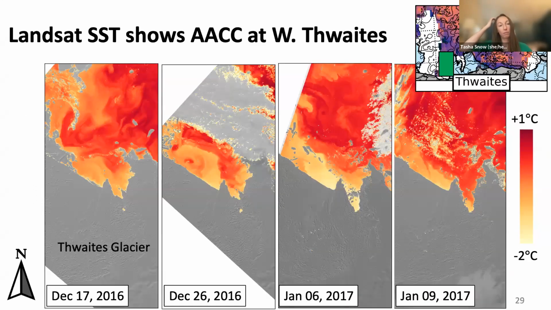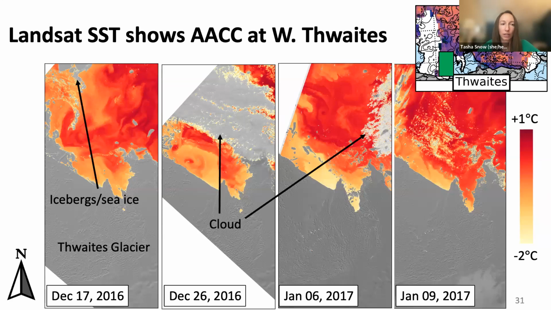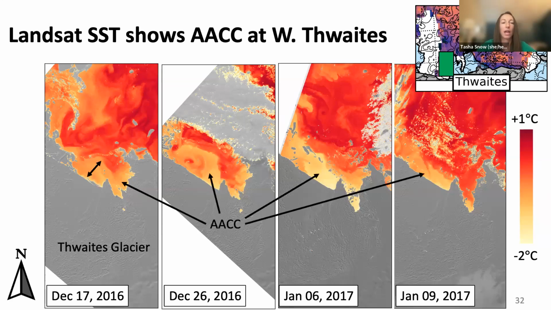From that, we get some images like what I'm showing here. So the yellow is cool and the red is relatively warm. Thwaites Glacier is down here. We're again in the south, and this is where we saw westward flow in the shipboard measurements that we had. To give you more context, these are the ocean temperatures. These are the icebergs and sea ice that are masked out, and cloud. And then the coastal current is this band of relatively cold water flowing against the ice front.